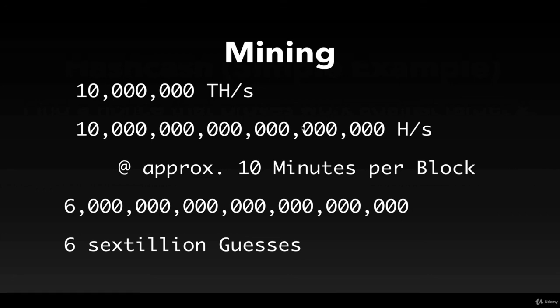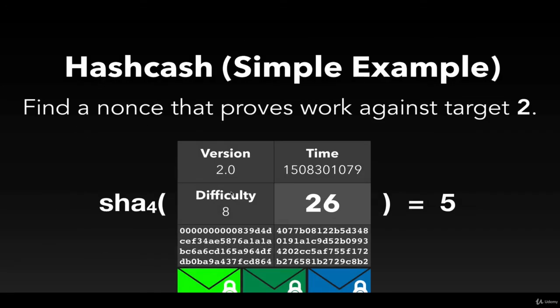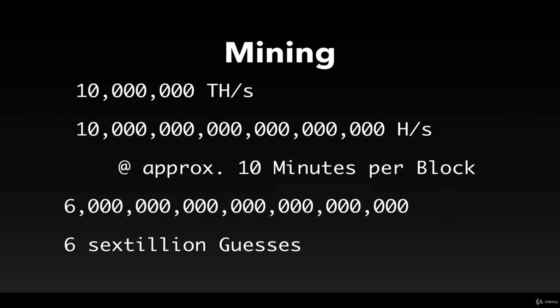Wait. What's a terahash? A terahash is 1 trillion hashes per second. Okay, so that's just 1 second. We're doing a trillion guesses, but it still takes how long on average? It takes 10 minutes. So let me go back to the stats here. It's 10 quintillion guesses a second. And at 10 minutes, it's 6 sextillion guesses, which is an unimaginably large number.